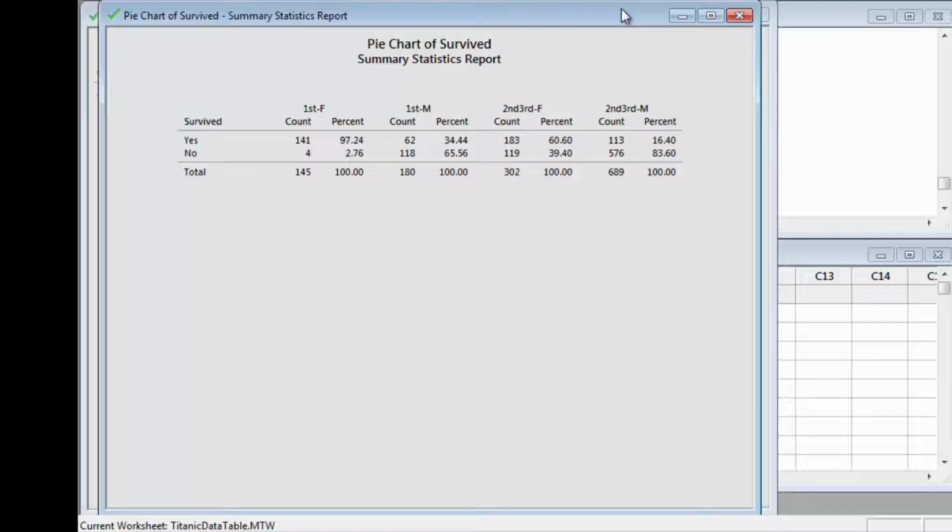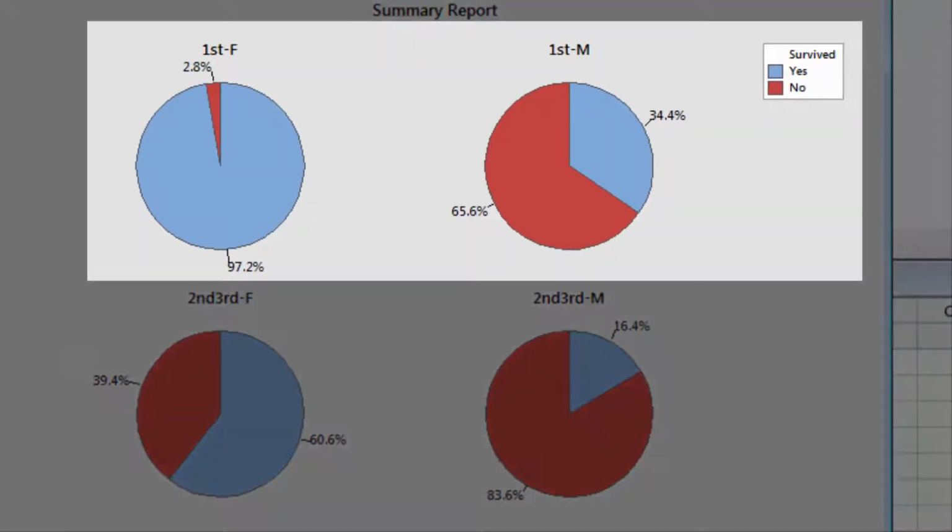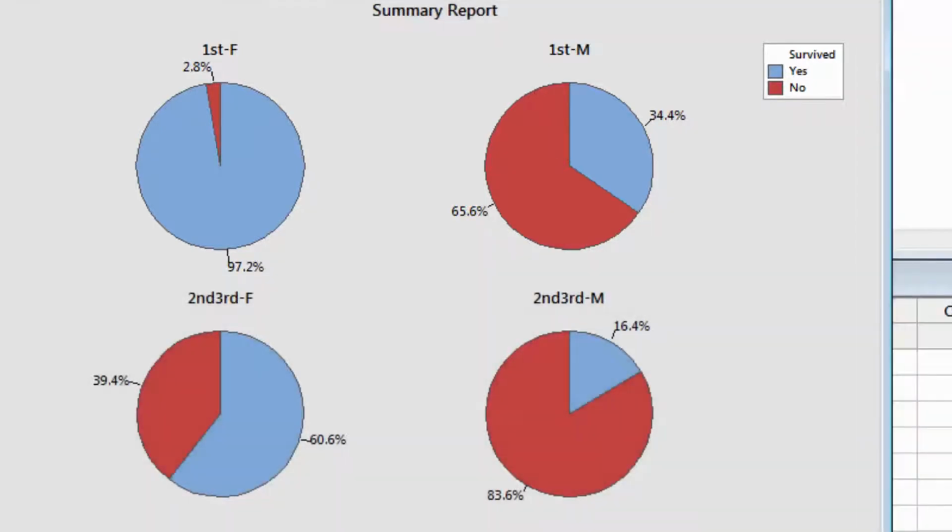Minitab produces a table of summary statistics with details about the data, as well as a summary report, which shows the percentage of survivors for each category. Blue represents the percentage of each passenger group that survived. The graph indicates that female passengers in first class had the best odds of surviving. Over 97% of these passengers survived, compared to only 34% of first-class male passengers.